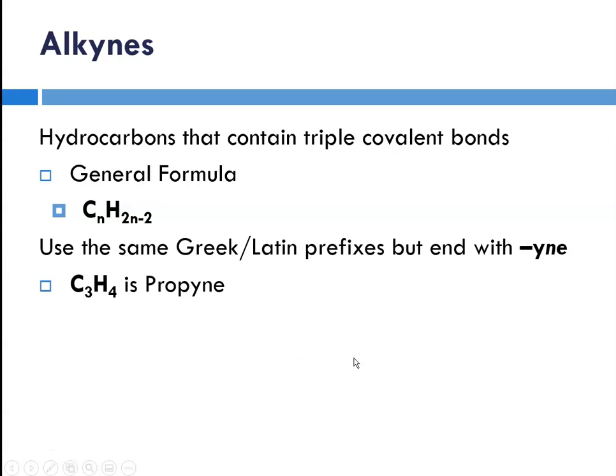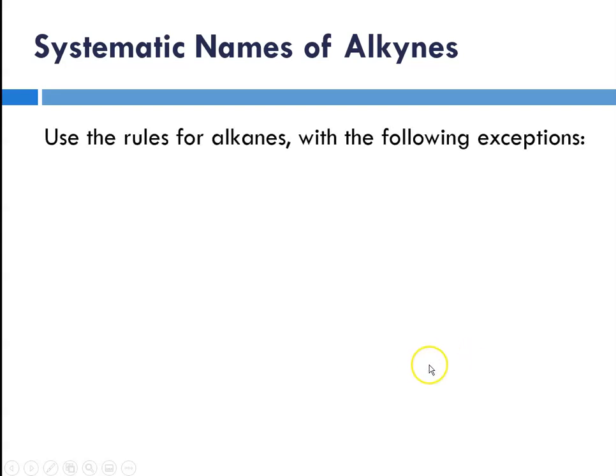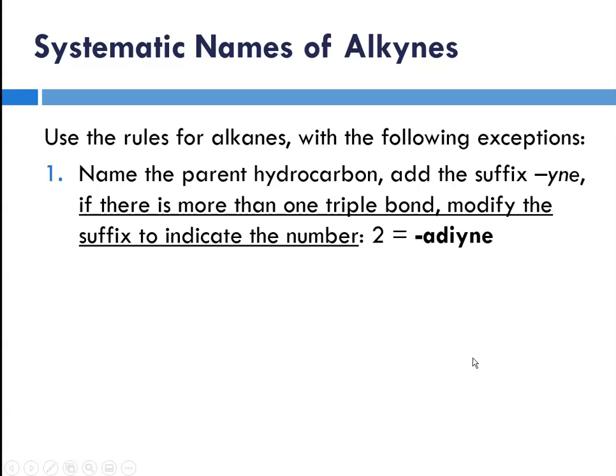So, for instance, if you had a three-carbon chain, and the formula was C3H4, so 3 times 2 is 6 minus 2 is 4. Its name would be prop because it's 3 carbons, and -yne because it's an alkyne. It has at least one triple bond. So we use the same rules as we did for alkanes, with the following exceptions. You name the parent hydrocarbon, add the suffix -yne.